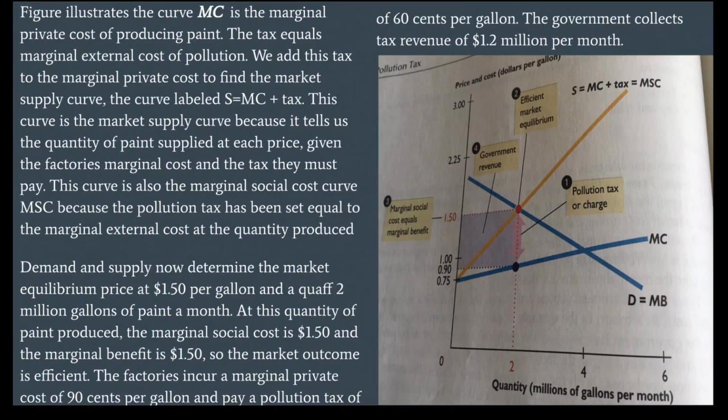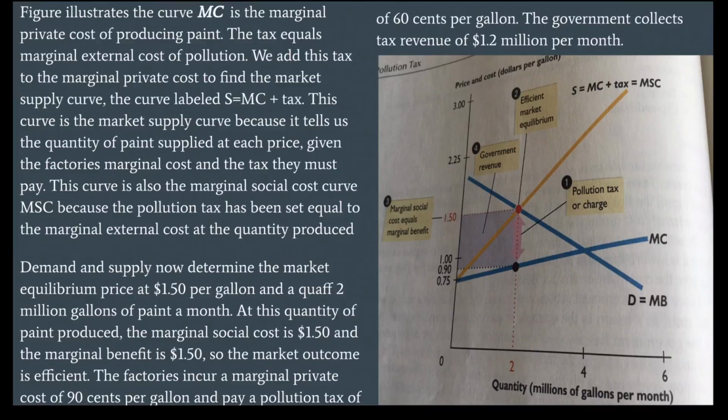The figure illustrates this. The curve MC is the marginal private cost of producing paint. The tax equals the marginal external cost of pollution. We add this tax to the marginal private cost to find the market supply curve; the curve labeled S is equal to MC plus tax. This curve is the market supply curve because it tells the quantity of paint supplied at each price given the factory's marginal cost and the tax they must pay. This curve is also the marginal social cost curve, MSC, because the pollution tax has been set equal to the marginal external cost at the quantity produced.